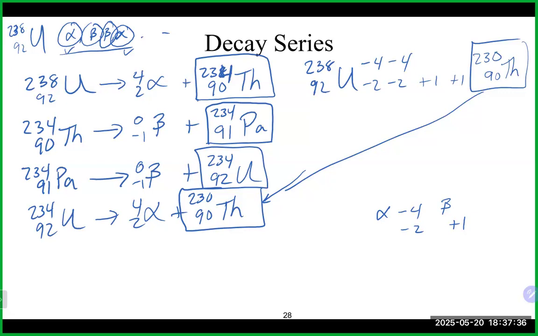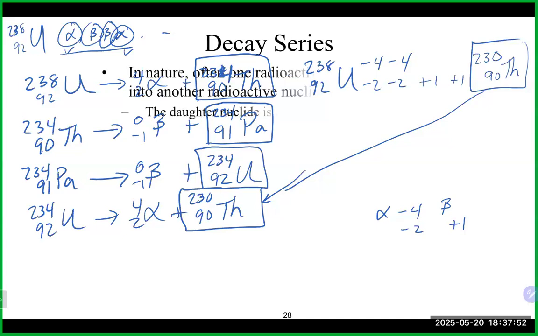So if you're just interested in what's at the end, and again, it's all alpha and beta decays that are happening, you could just do that mathematically and adjust either the mass number or the atomic number. Any questions on that there? Okay.